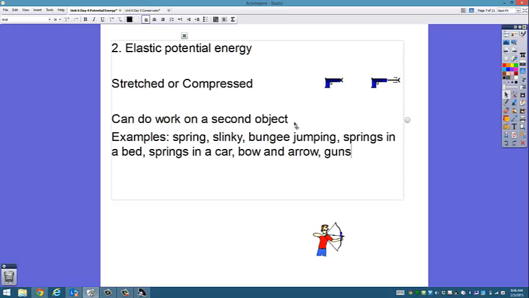The other thing is that they can do work on a second object. So when you compress like the spring in a dart gun, it's going to do work on the dart when it fires it, because it's going to apply a force going to the right in this case, and the dart is going to move to the right, so work is being done. With the bow and arrow, you pull it back. When you release it, it's going to apply a force on the bow, or on the arrow, excuse me. And the arrow is also going to move, so again, doing work on another object.